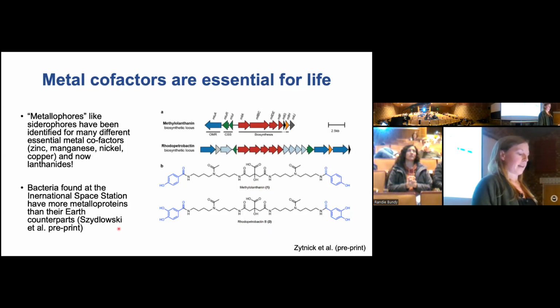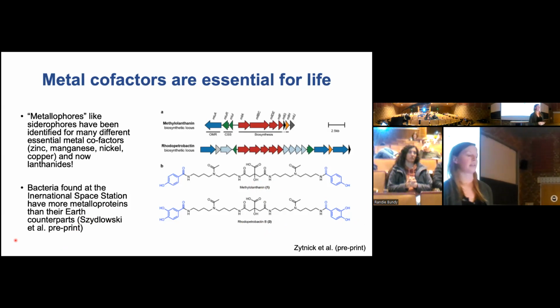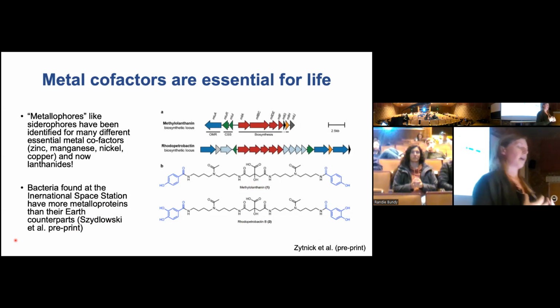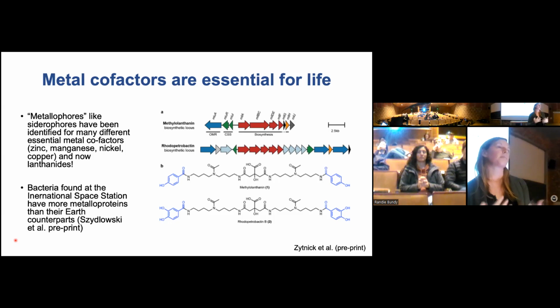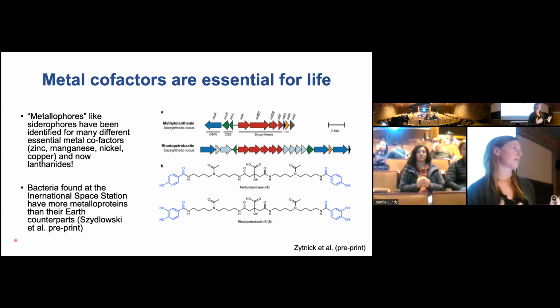It's also very exciting in this other recent preprint that bacteria that were found at the International Space Station have more metalloproteins than their Earth counterparts. And the authors are suggesting that they have a lot more metalloproteins in this extreme environment to deal with redox stress. So thinking about the metalloproteins and metal requirements of microbes in these very extreme environments, and also in ocean worlds, I think is a really important and exciting thing to think about.